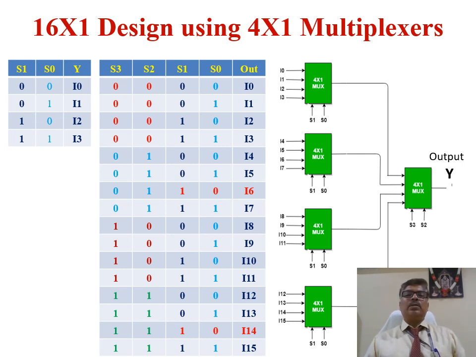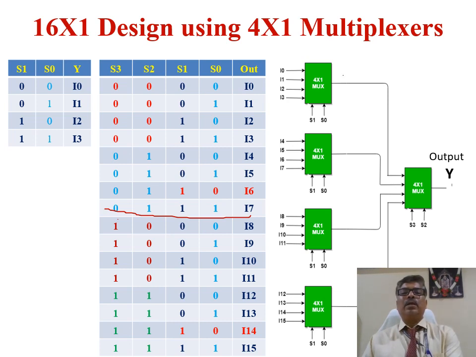If you do it like this, say for example, let me select one example for understanding. Suppose I select the 0, 1, 1, 1 case. So what will happen? S1 and S0 are both 1, 1 here, and for all the places 1, 1. So this output is I3, the second output is I7, the next output is I11, and the next output is I15. That is, a total of 4 inputs will come to this final 4 by 1 multiplexer.